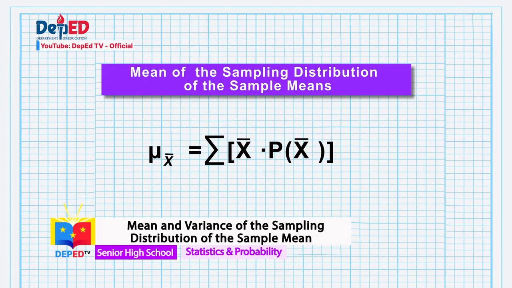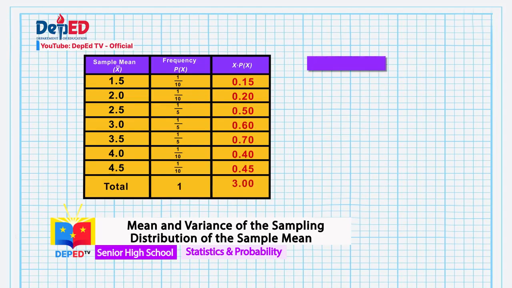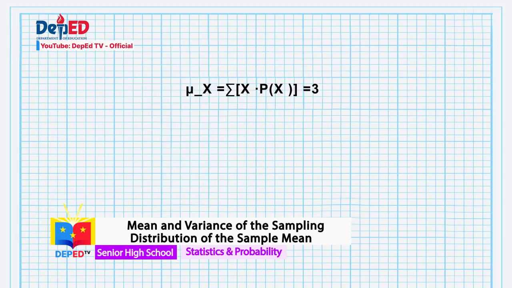The sixth step is to compute the mean of the sampling distribution of the sample means, using the given formula. Multiply each sample mean by the corresponding probability. The product of 1.5 and 1 over 10 is 0.15. Of 2 and 1 over 10 is 0.2. Of 2.5 and 1/5 is 0.5, and so on. If we add the results obtained in the product, the result will be 3. This means that the mean of the sampling distribution of the sample means is 3.